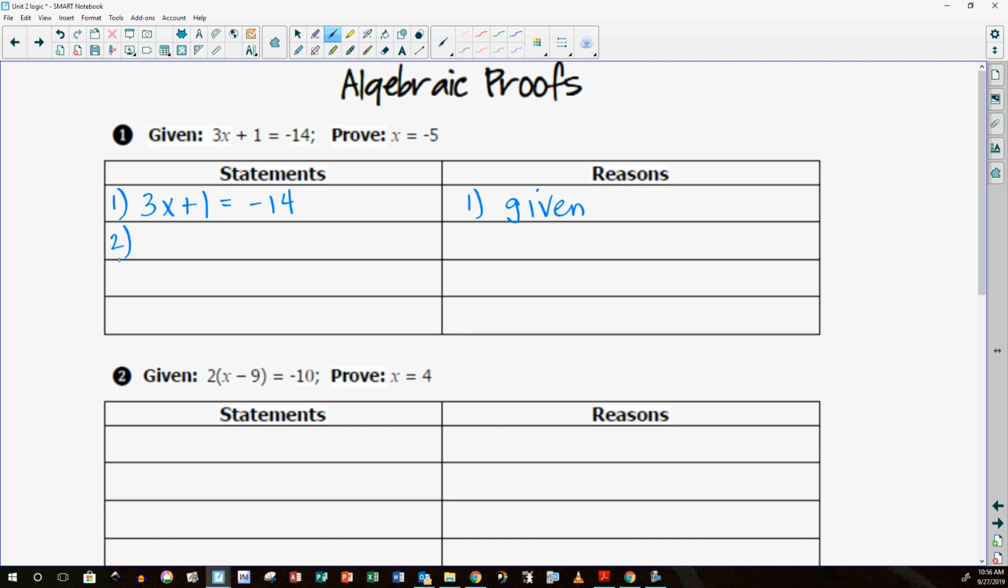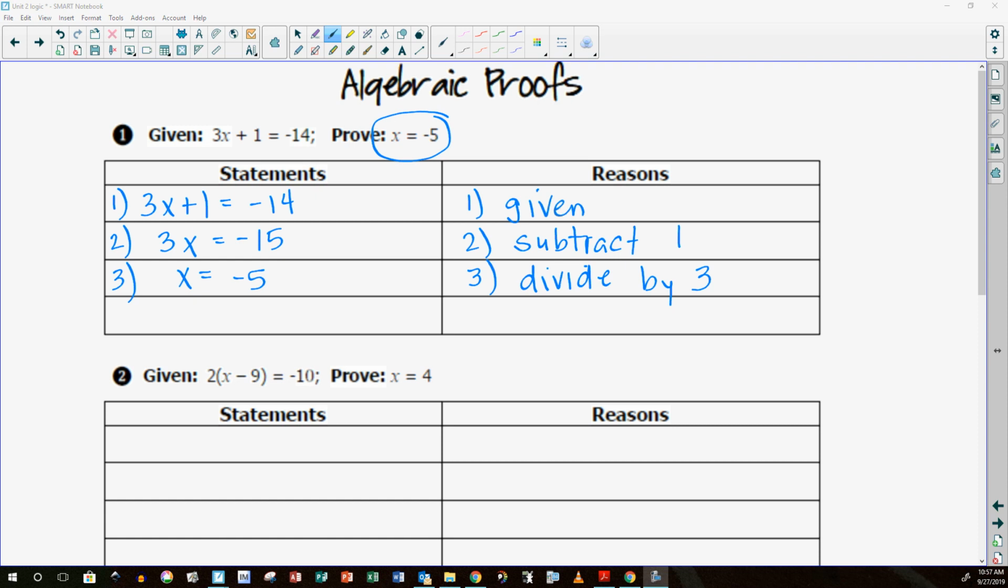Step 2, well, what would I do? I would subtract 1 from both sides. So this would be 3x equals negative 15. So I'm going to subtract 1 from both sides. Then if I were just solving this and not having to write reasons, the next thing I would write would be x equals negative 5 because I would divide by 3. And I don't need this last step because I proved what was asked.